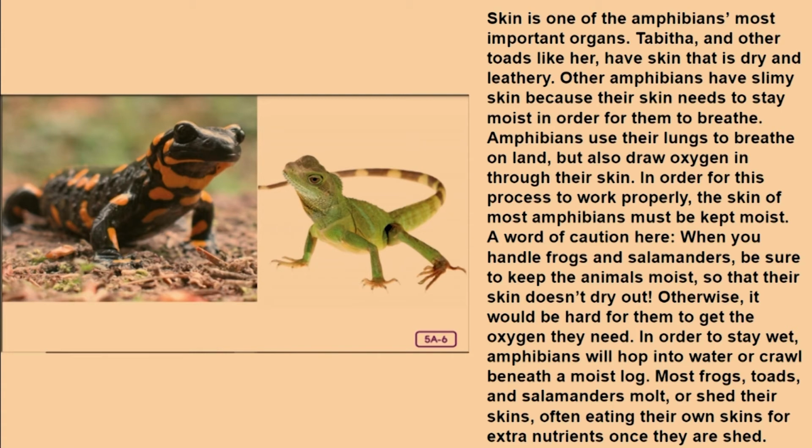A word of caution here. When you handle frogs and salamanders, be sure to keep the animals moist so that their skin doesn't dry out. Otherwise, it would be hard for them to get the oxygen they need. In order to stay wet, amphibians will hop into water or crawl beneath a moist log. Most frogs, toads, and salamanders molt or shed their skin, often eating their own skins for extra nutrients once they are shed.